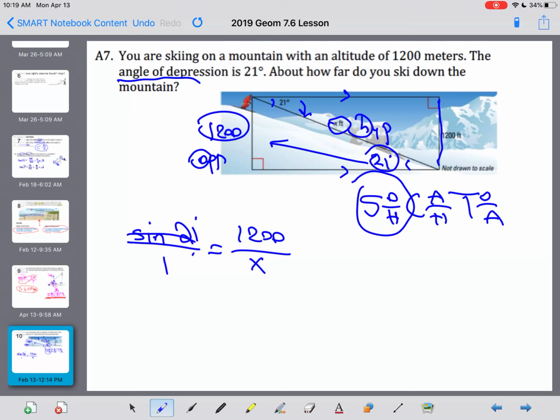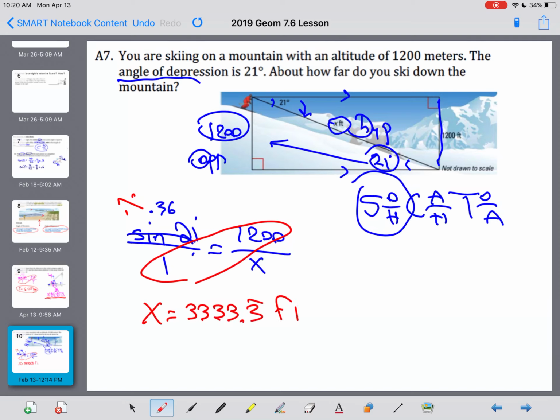Again, sine of 21 on the calculator gives us 0.36. And like I've done in the past here, switch to red. Here are my multipliers. Here's my divisor. So I'm going to get 1,200 divided by 0.36. And lots of threes here, so x equals 1,233.3 repeating, and we're talking feet. So that would be the length of your ski run, which is more than half a mile, so that would be a nice bit of skiing there.